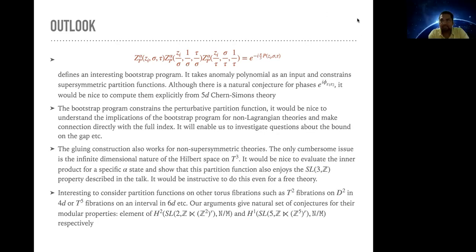Can I ask? I have two questions. It seems like you mainly utilize this element Y, which cubes to one. What about the constraints coming from the other element?